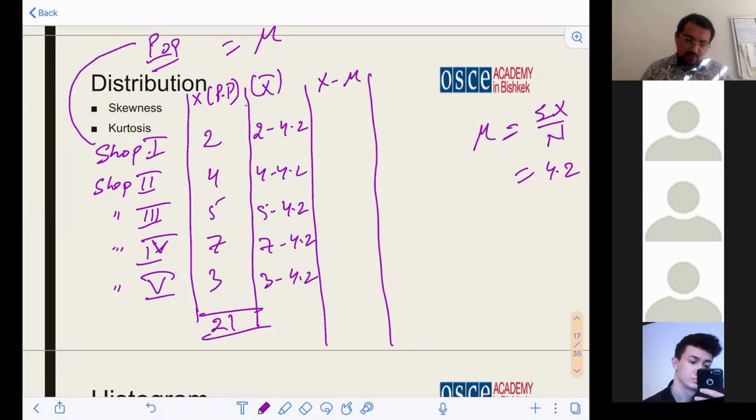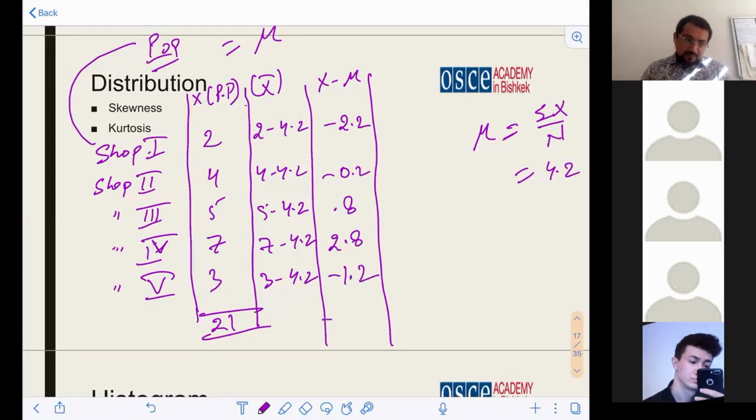Now, how much is it? 2 minus 4.2. I think it's going to be minus 2.2, minus 0.2, isn't it? 0.8, correct, isn't it? And next is 7 minus 4.2 is 2.8, 3 minus 4.2 is minus 1.2.